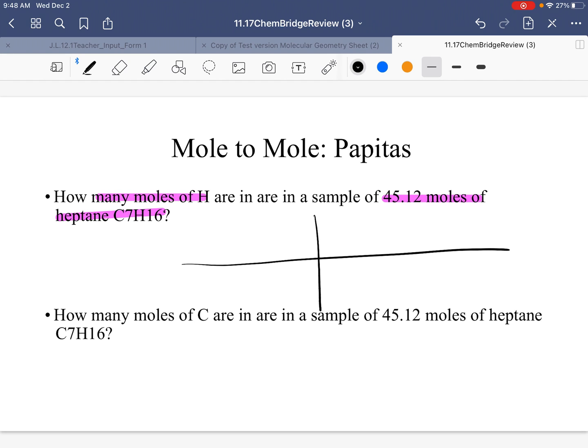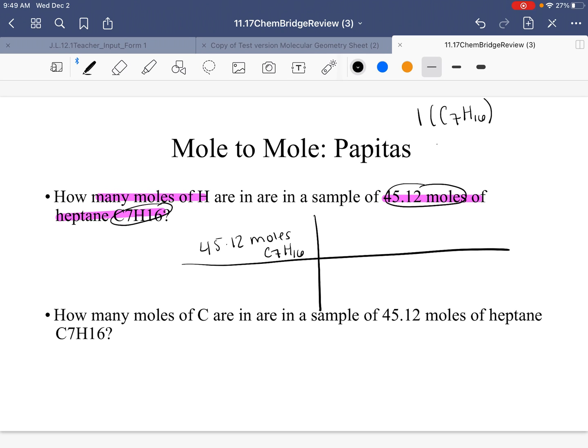So here, guys, we always start off with our given, right? They give us moles of heptane. So I know I have 45.12 moles of heptane. So in 1 mole of heptane, guys, I have to break it down further. How many moles of carbon do I have and how many moles of hydrogen do I have, right?